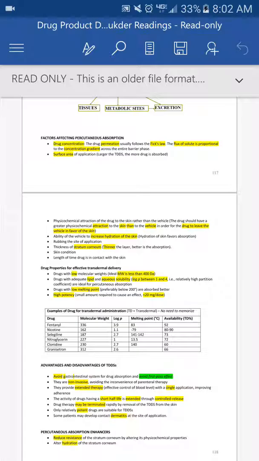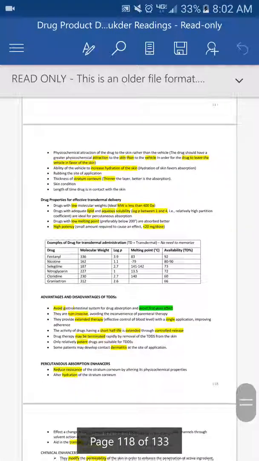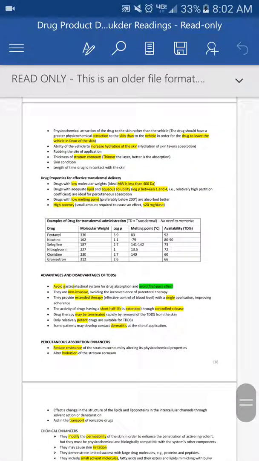So we're talking about drug concentration. The drug permeation usually follows Fick's law. The flux of solute is proportional to the concentration gradient. We're talking about surface area again. Let's go back to physical chemical attractions in skin. More than a vehicle, the ability of the vehicle to increase hydration of the skin is a good thing.